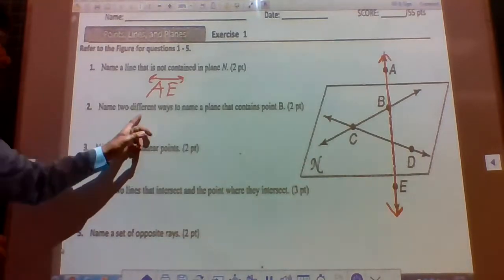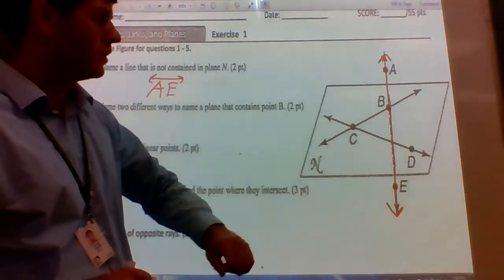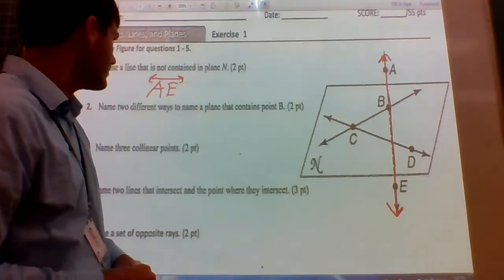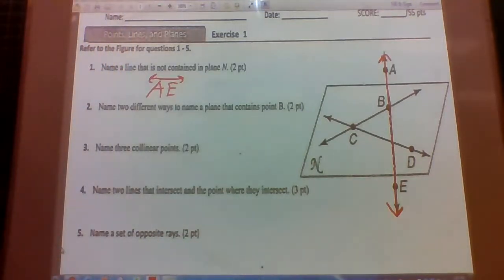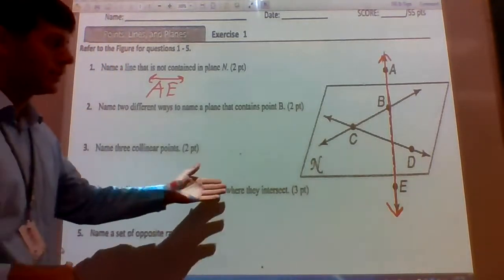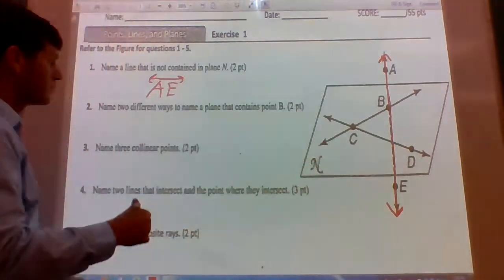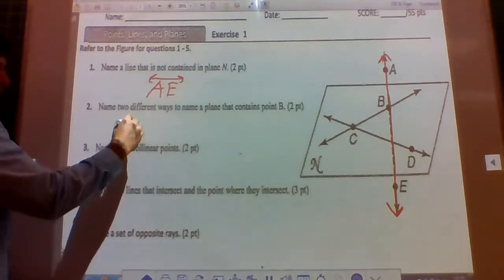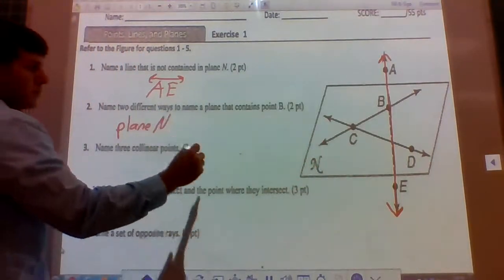Okay, name two different ways to name the plane that contains point B. So B is in plane N, so we can name plane N in two different ways. One way is to call it plane N. We can use the symbol in the corner.